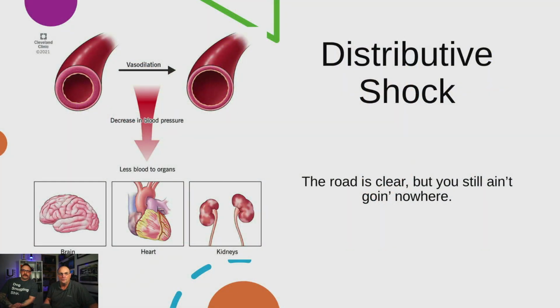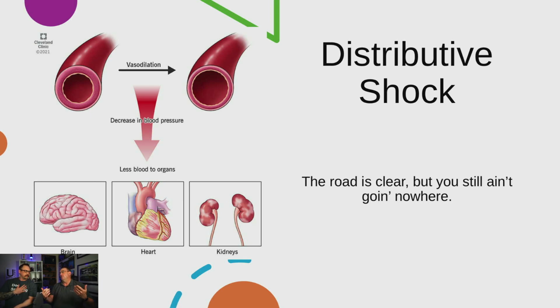So, big heading here, distributive shock. This is going to make sense as we go through this. When we look at shock, we want to think of what we are doing. What is shock first off? When we say someone is showing signs of shock, what do we mean? Well, we're looking at where the body's starting to compensate. Now, different systems in the body, right? Why is this important?